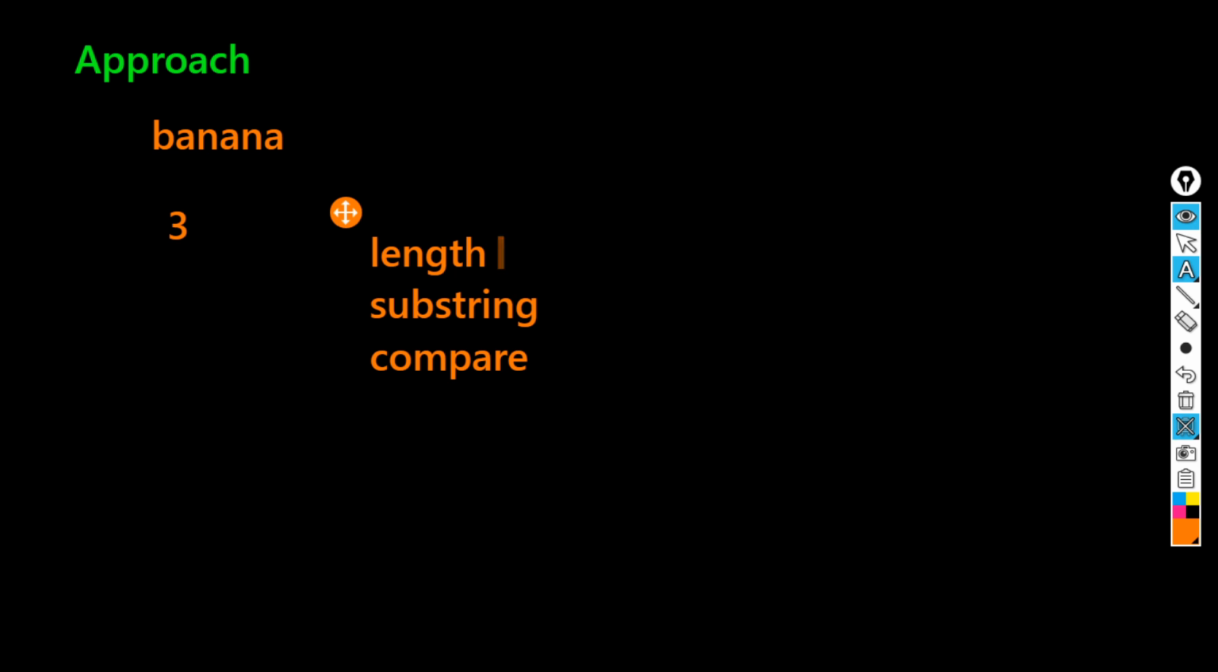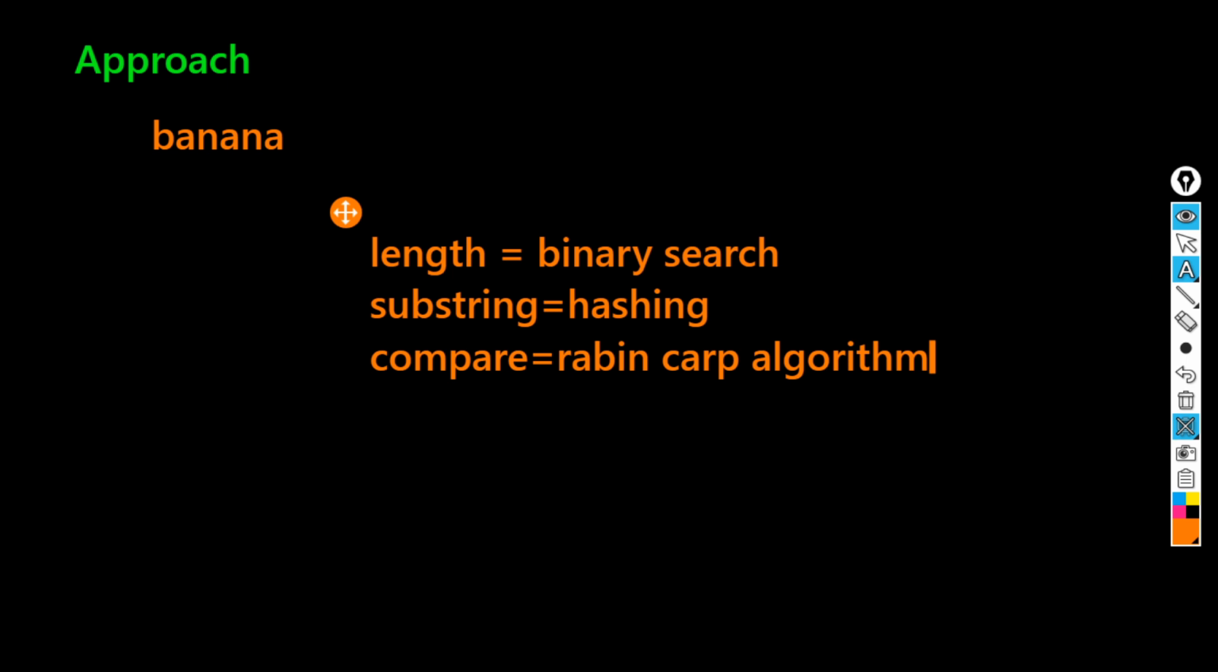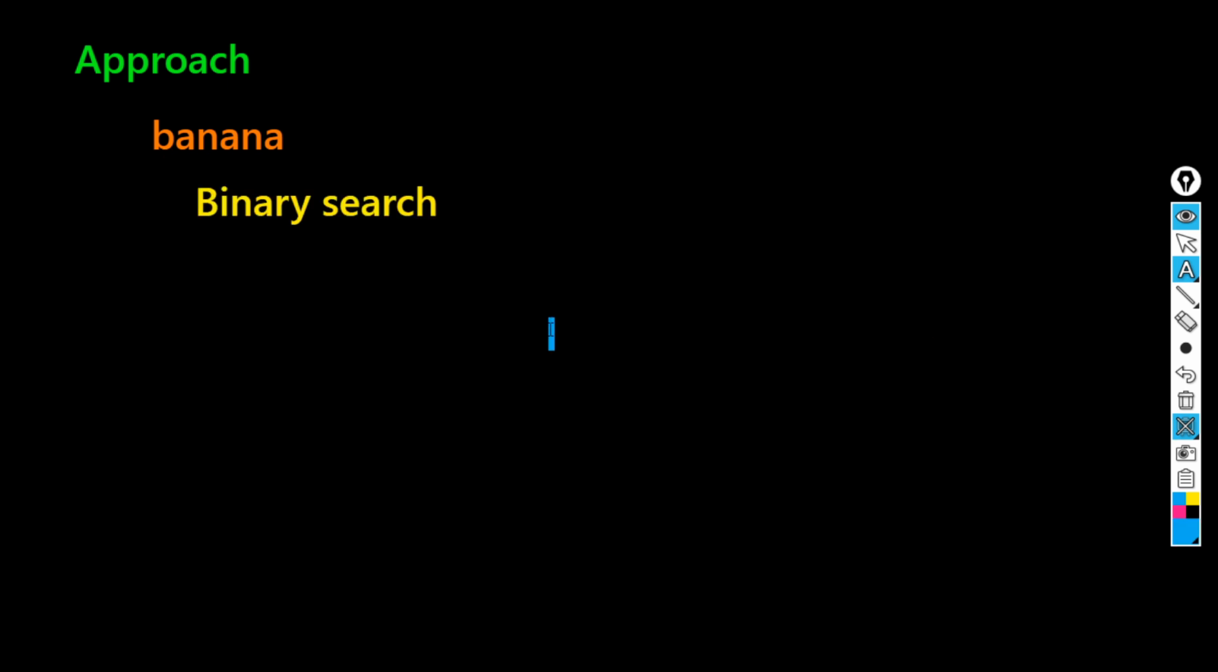For finding the length, we will use binary search. For making substrings, we will use hashing. And for comparing, we will use the Rabin-Karp algorithm. So we have to discuss 3 things in this question: binary search, hashing, and Rabin-Karp. First of all we will discuss binary search. For binary search we all know that we require 3 things: left, right, and mid.